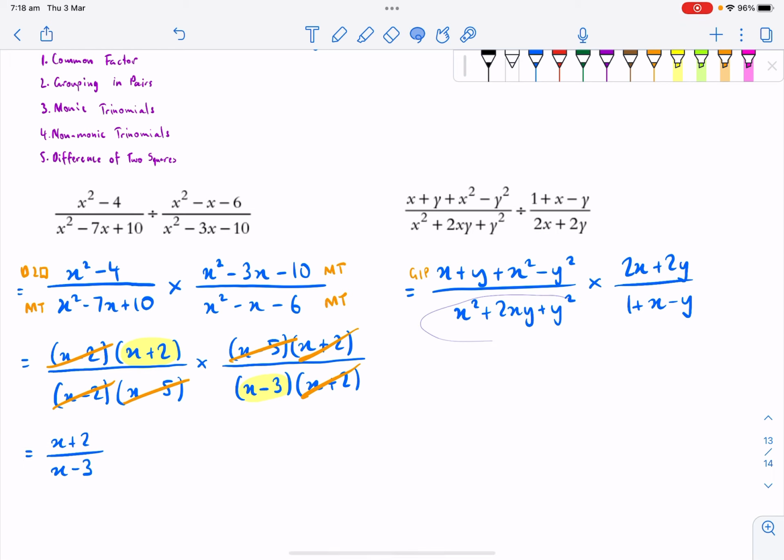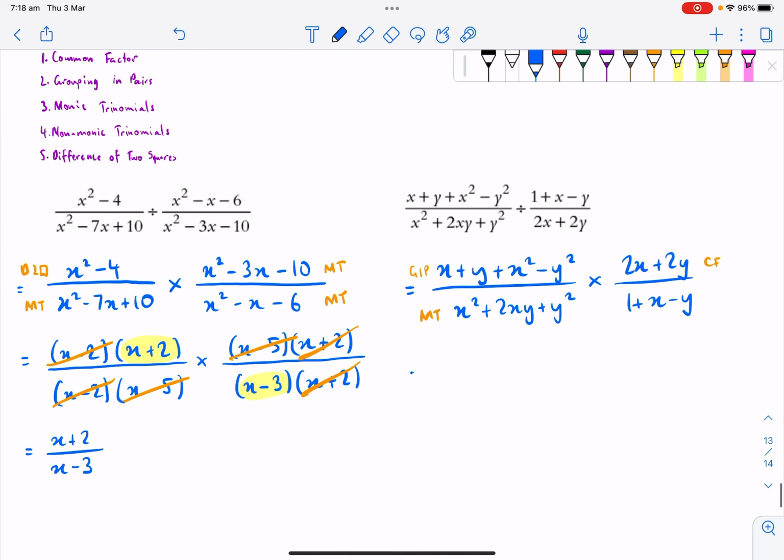All right, here I have 3 terms. In the denominator, we have 3 terms. So that's back to a possible trinomial. Tri means 3. So this is a monic trinomial, but it's a little bit different as we've got these y's here as well, but I'll show you how to deal with that. And then we have 2x plus 2y, which is a common factor. And then down here, we've got 1 plus x minus y, which I can't do anything with. So there's no factorization happening there.